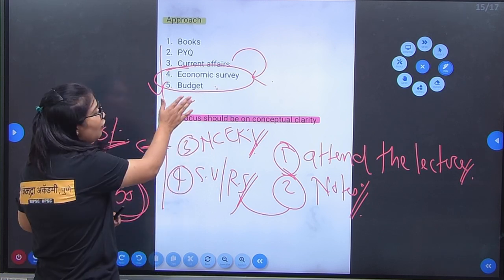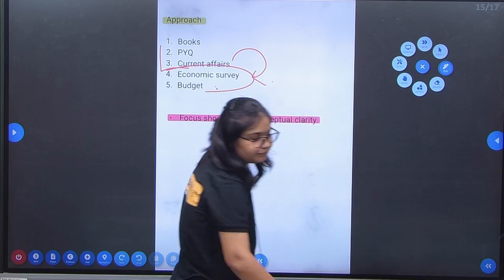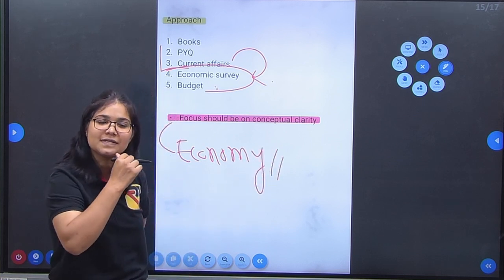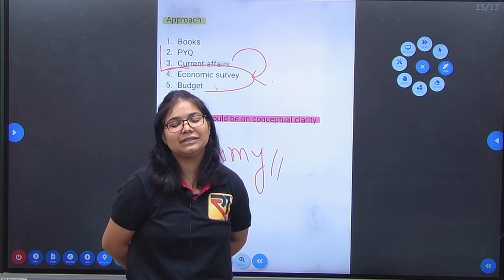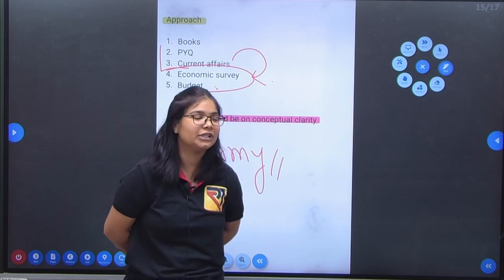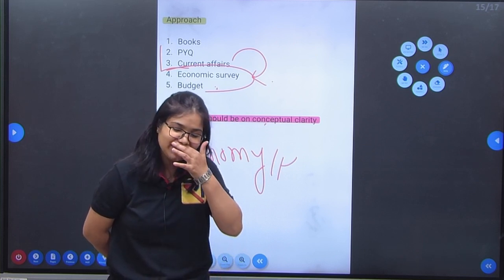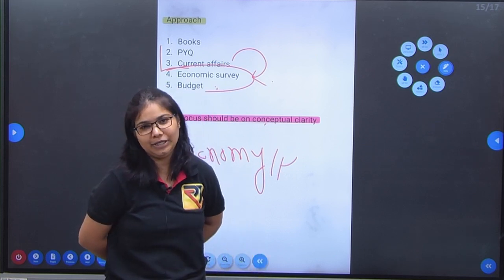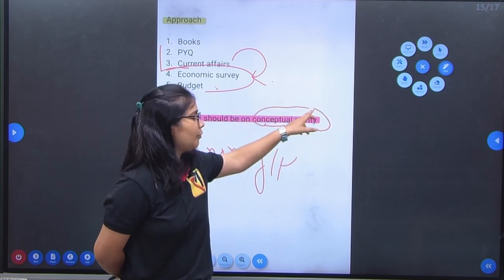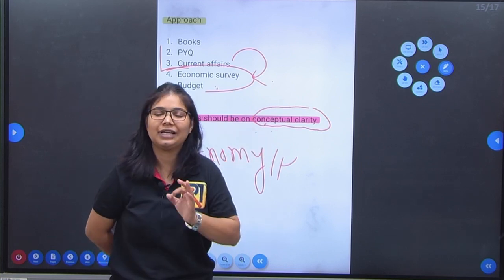What I have highlighted is that the focus should be on conceptual clarity. One thing, and that thing is economy. You must have heard that it is a very dynamic subject. Everyone considers that it is a dynamic subject, it keeps evolving. So we have to focus on the conceptual part, and once your concepts are done, then go to the news analysis and the different data available. But first of all, your first priority should be conceptual clarity. Out of 15 questions, 13 will be solved by conceptual clarity. That's why I'm telling you conceptual clarity above all.